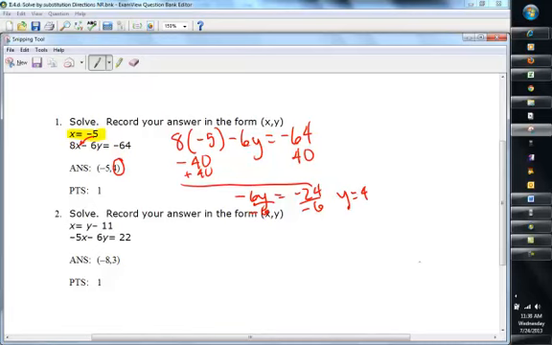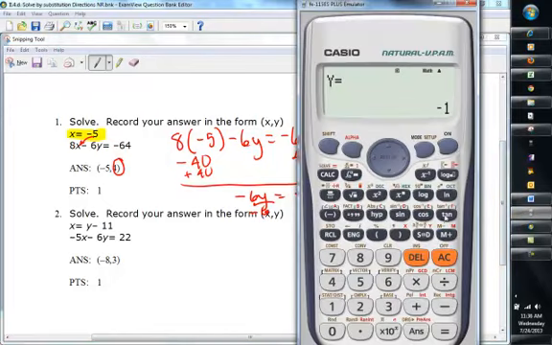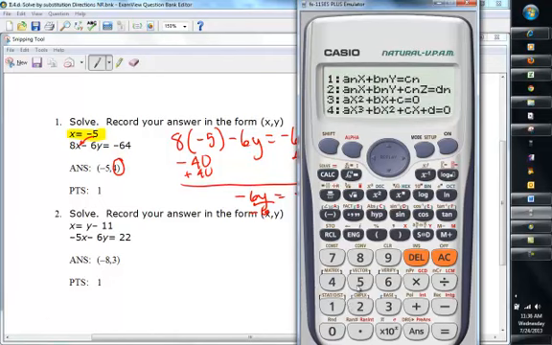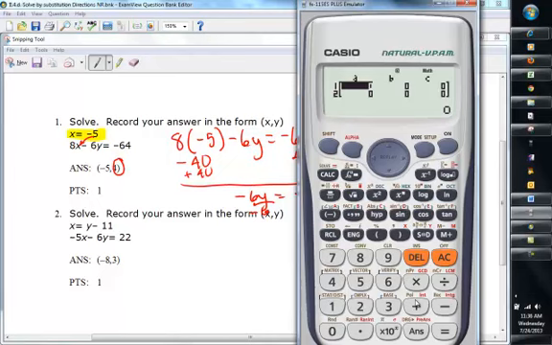The other way to do this one is to use your calculator. Mode 5, 1. X is 1. There is no y in this first equation, but c is negative 5. Go to the second equation. 8, negative 6, negative 64, and it tells us x is negative 5, y is 4.